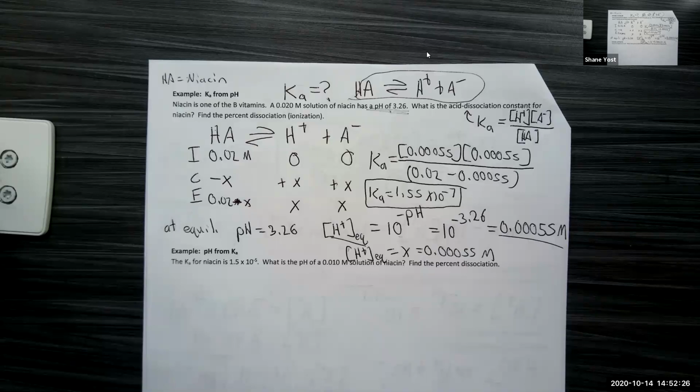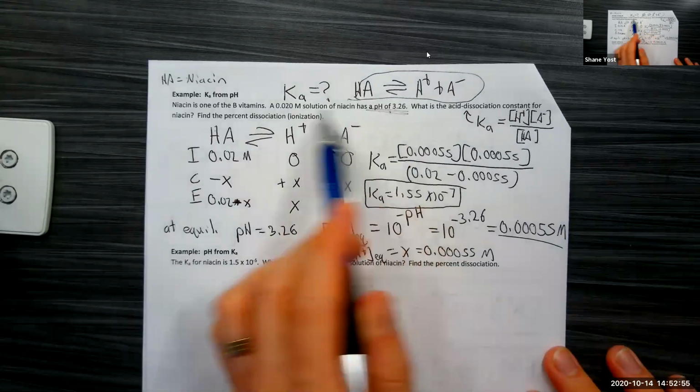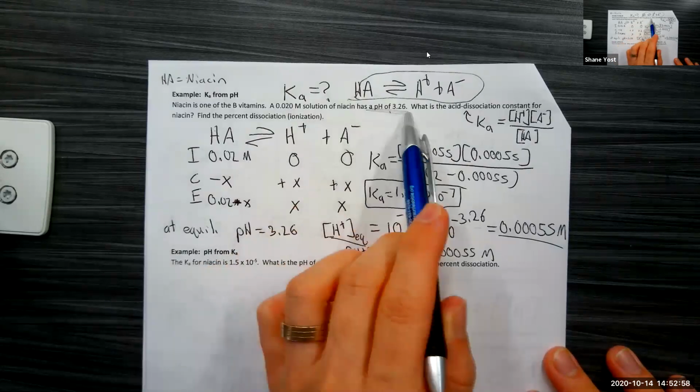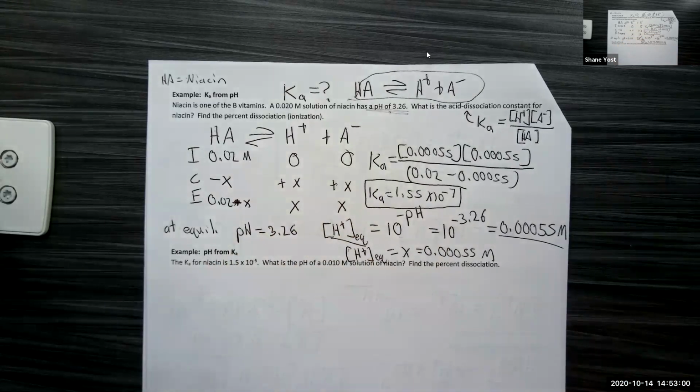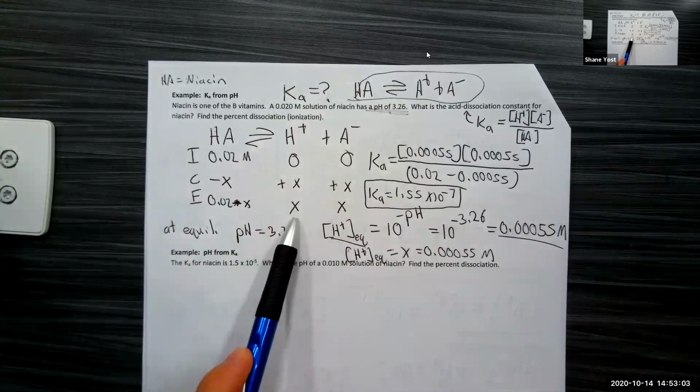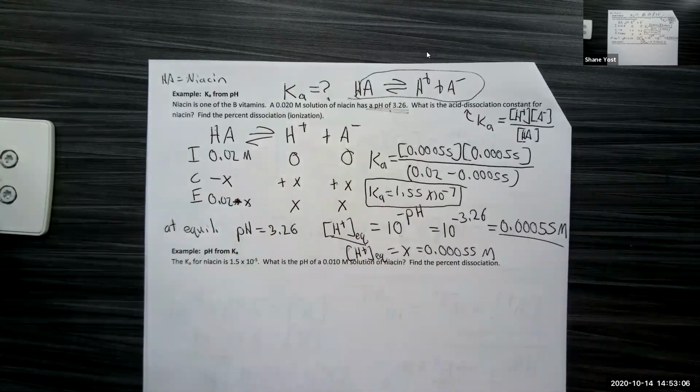That's Ka. Before we do the second part of the question that I forgot about, are there other questions related to finding Ka? Class here on Zoom? The other trick is identifying that the problem tells you this 0.02 molar solution has a pH of 3.26, which gives you information about the equilibrium concentration of H plus in this solution.